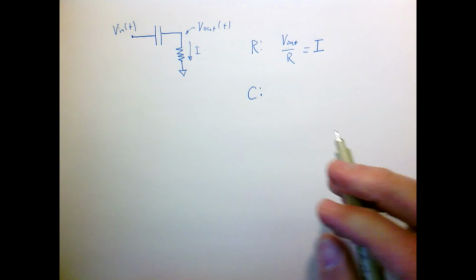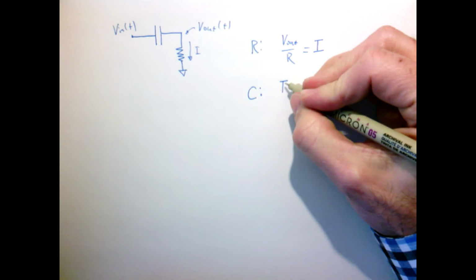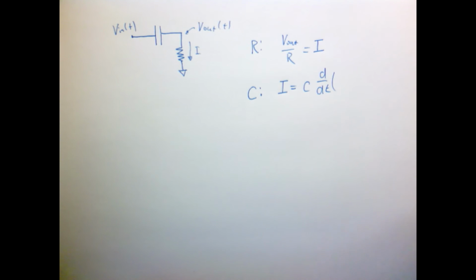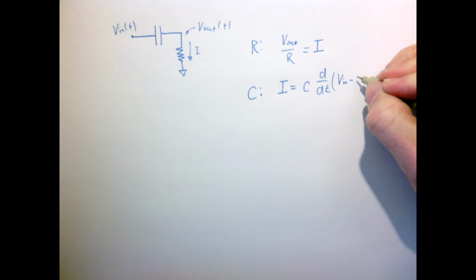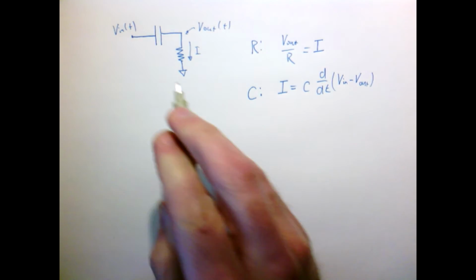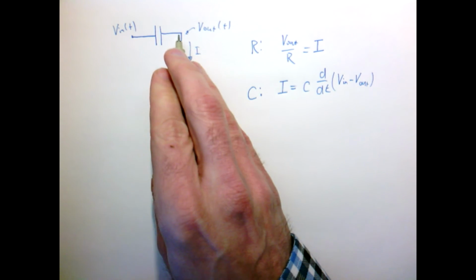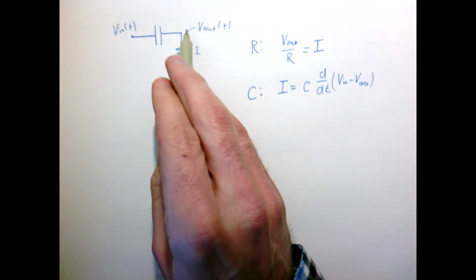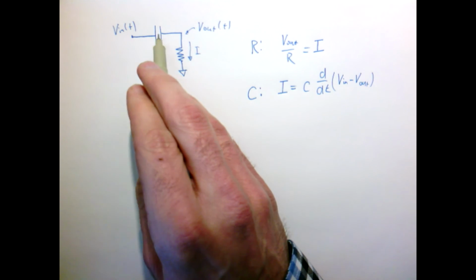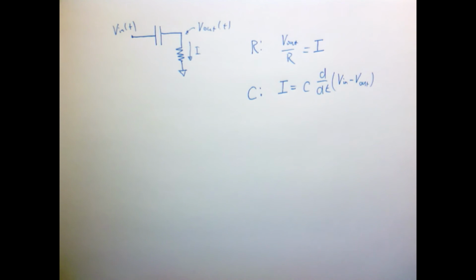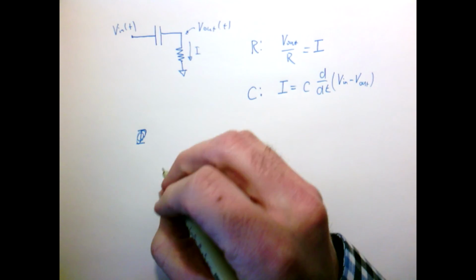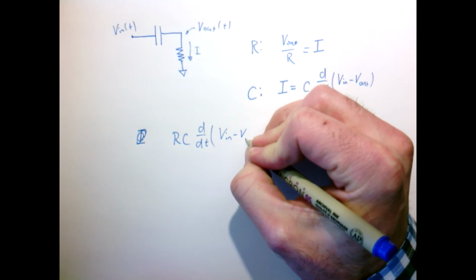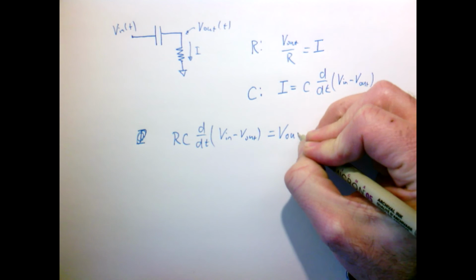Now our law for the capacitor is going to tell us that the time derivative of the voltage drop across the capacitor is going to be proportional to the current. So here I'd have to do V in minus V out, right? So the voltage drop, the time rate of change of that, is equal to the current. And again, since there's just two components and I'm just measuring the voltage of this node, the current through the capacitor and through the resistor are the same. I can combine these to get a simple relationship that tells me that RC d by dt of (V in minus V out) is equal to V out.